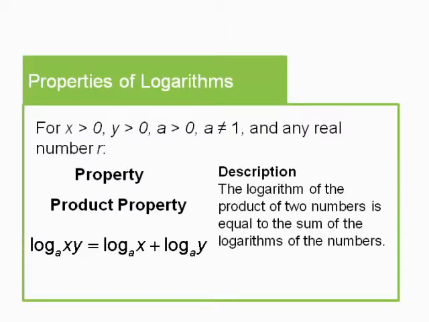Now we're going to assume, for just about all of these properties, that x and y are positive, a is greater than 0 with a not equal to 1, and any real numbers are here. This first rule, I'm going to call log rule number 1. It's the product rule. The logarithm of the product of two numbers is equal to the sum of the logarithms of the numbers. We're going to find this extremely useful for a lot of different things down the line.